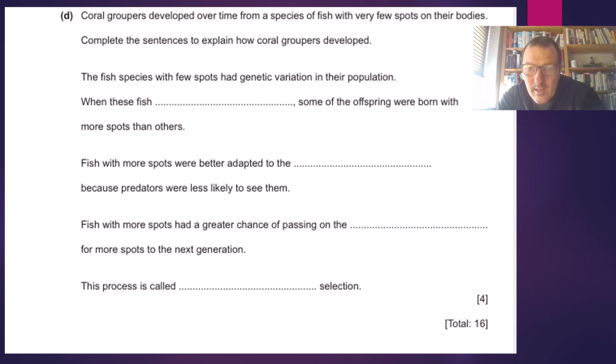Then we get a question here, which ties this first question here, which we had on the coral reef, into the entire thing about variation and selection. So here we have to finish the sentences, come up with 4 words, and that will give you 4 points. So think about what words you'll put in here, and then on the next slide, I'll give you my answers.